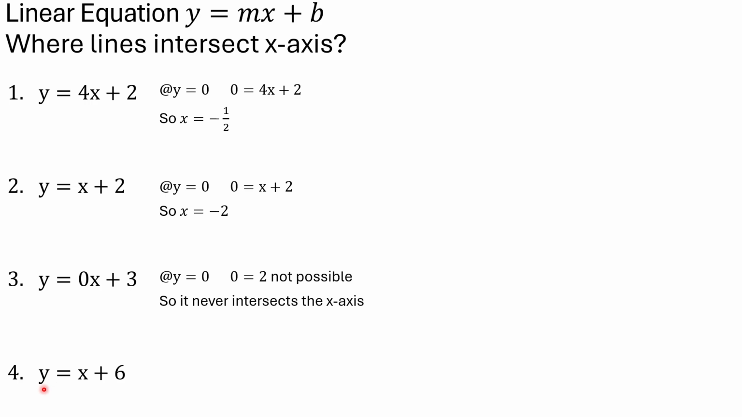And then finally, we have y equals x plus 6. So if I set y equals 0, we get 0 equals x plus 6. Solve for x. x is negative 6. All right, let's verify this on the graph.